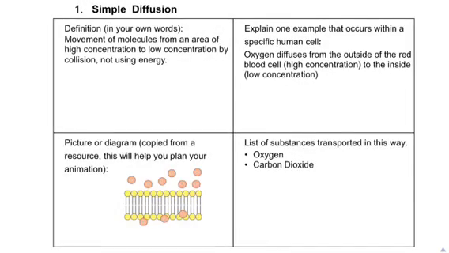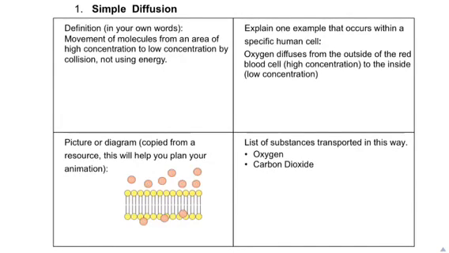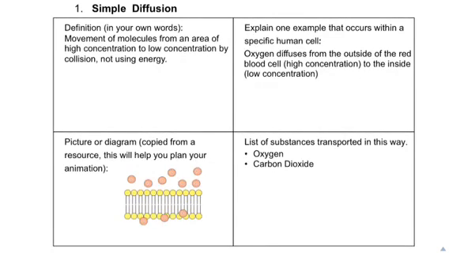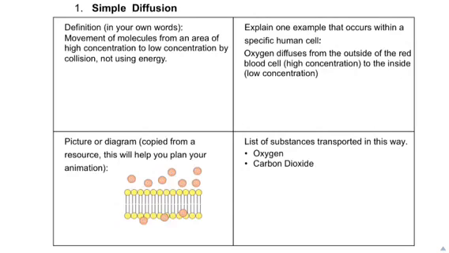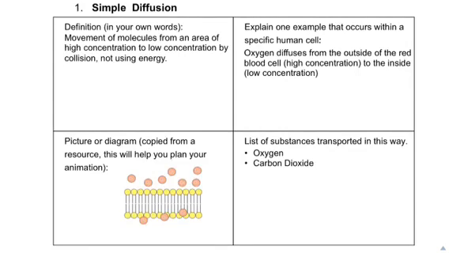Simple diffusion. Definition: movement of molecules from an area of high concentration to an area of low concentration by collision, not using energy. One example that occurs within a specific human cell is oxygen diffuses from the outside of the red blood cell, where there is high concentration, to the inside, where there is low concentration. A list of substances transported in this way are oxygen and carbon dioxide.